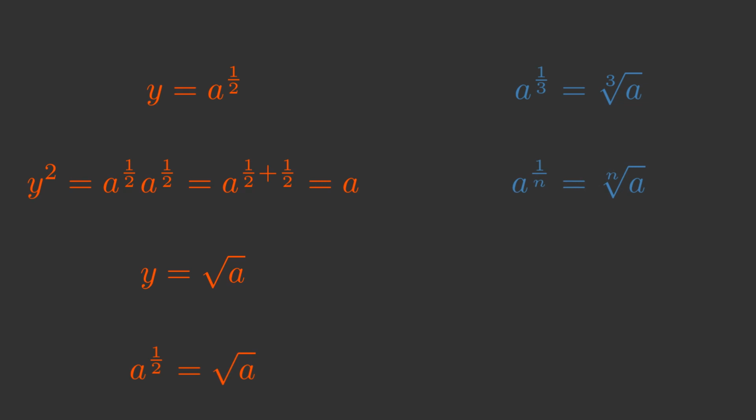Incidentally, if we set a to minus 1, a to the half will be the square root of minus 1, which has no real value. This is why we are not considering negative bases in this video. It is possible to have negative bases, but it is a slightly more advanced topic.